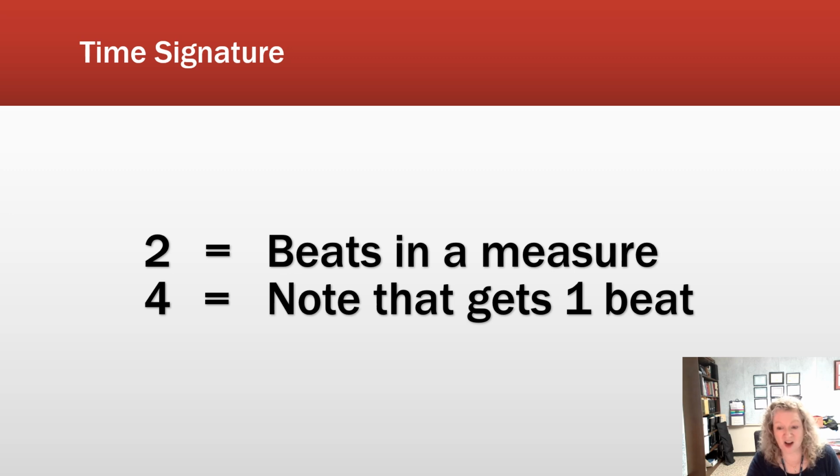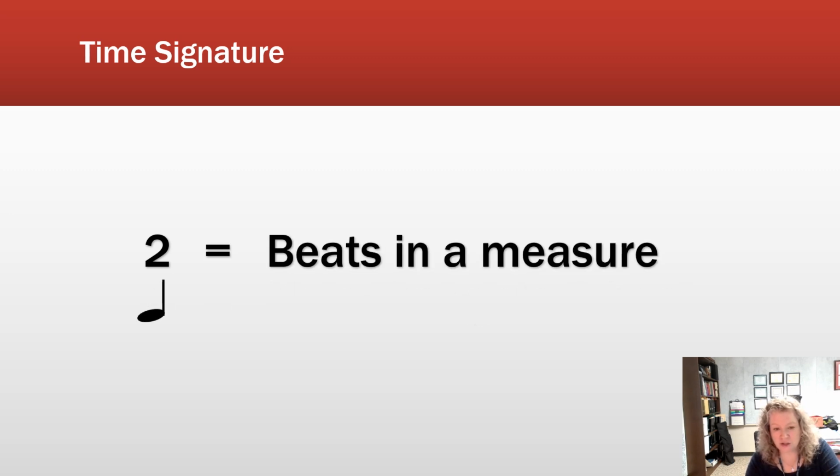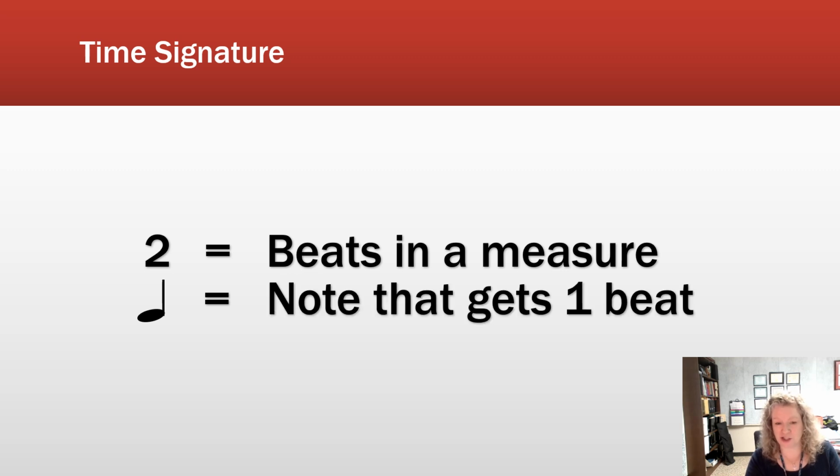A time signature may also be called a meter signature. Meter is the term that musicians use to indicate how beats are regularly grouped. And here's how we initially show time signature to children. The top number is a number, how many beats are in a measure. The bottom, instead of a number, we would use a quarter note to show that the quarter note gets 1 beat.